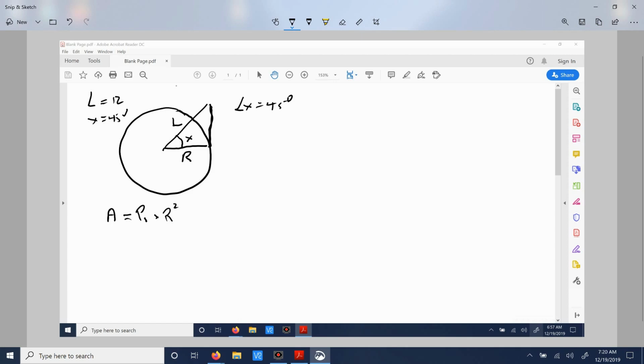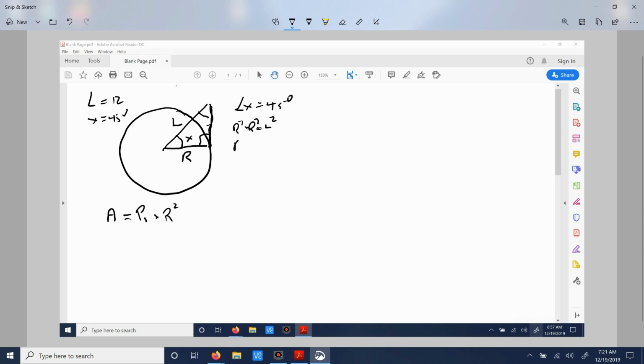If X is 45 degrees, then what is this angle up here? Well, that'd be 45 degrees also, because the sum of the angles of a triangle is 180. And if you have a tangent line, this is always 90 degrees. So what that means is that these two sides are equal. This side here is equal to this side. And so we can use the Pythagorean theorem, and we can say that R squared plus R squared is equal to L squared.